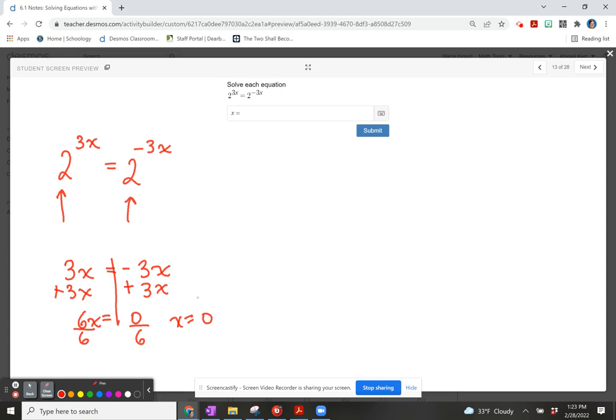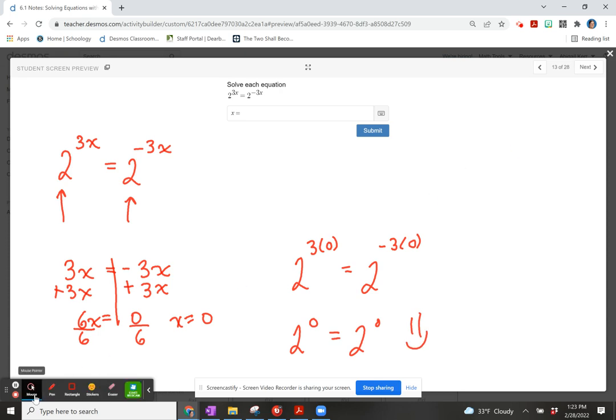What that means, and this part you don't have to show work on, is if you plug this back in, you are going to get the same answer on the left as on the right. So this is going to be 2 to the 0 equals 2 to the 0, which is what we want. So that's how you know that you did it correctly.